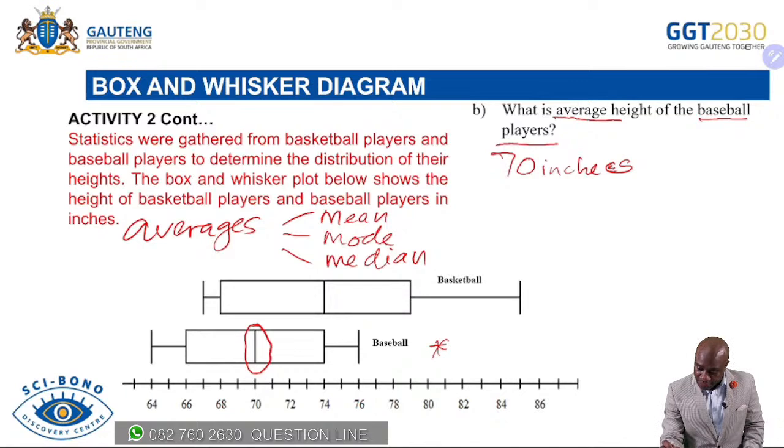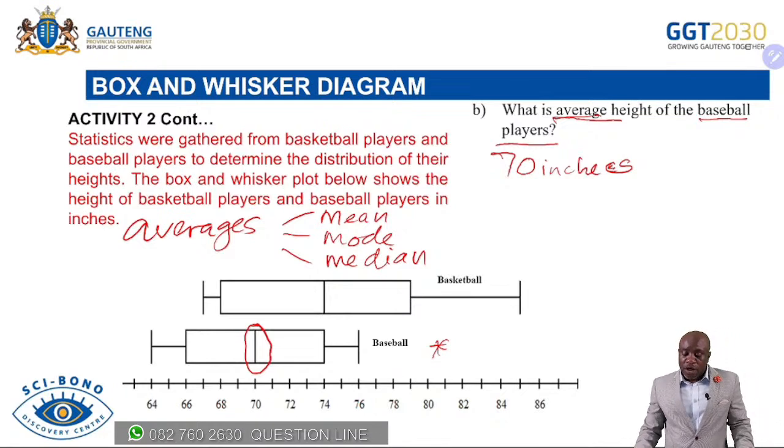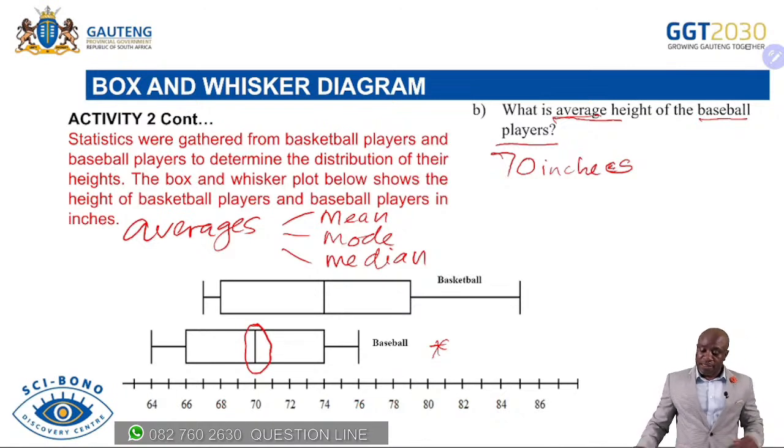So if a question asks for the average, it needs to be clear what average it is talking about. It doesn't give you the numbers, so therefore you can't calculate the mean. It doesn't give you the numbers, so therefore you can't calculate the mode. So you only get the median from this data set. So the median is the only answer that we have there. So the average height of these baseball players is actually 70 inches.